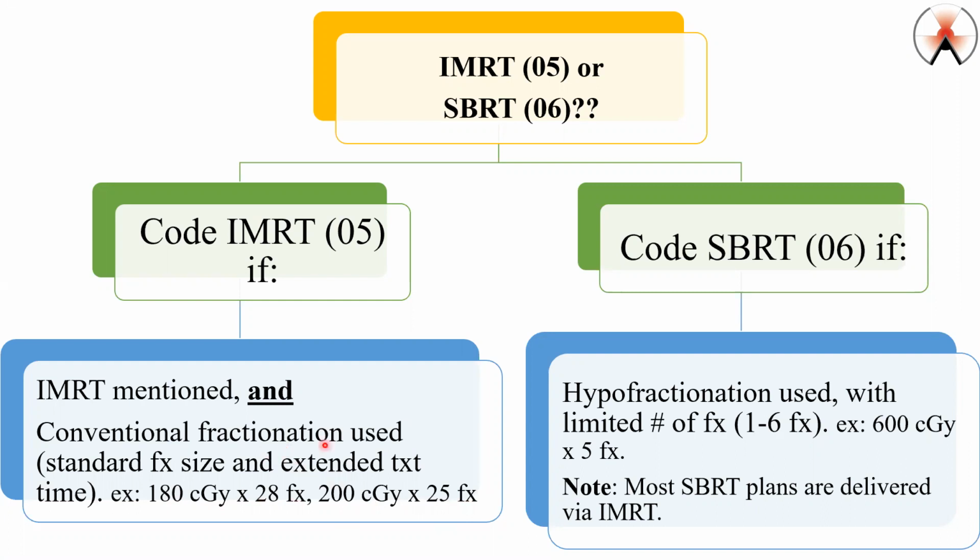The distinguishing traits of conventional fractionation is small fraction size within 180 to 200 centigrays per fraction, and a large number of fractions. We're talking 5 weeks, 6 weeks, 7, 8 weeks. Prostate cases could be 10, 12 weeks. As opposed to hypofractionation, where you are limited to a few fractions and very large fraction size. I have seen 1,800 centigrays as a fraction size.